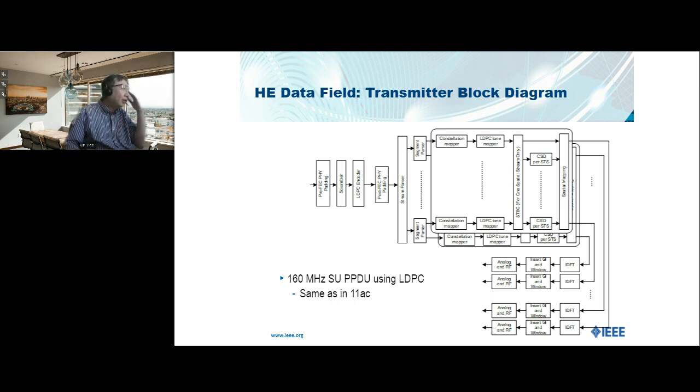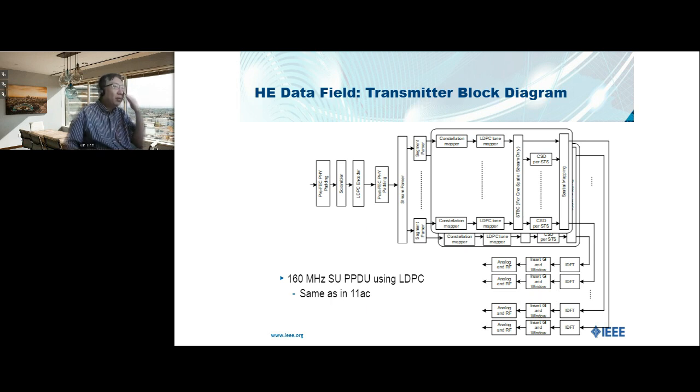Then we do the scrambler, we do BCC encoding, we do the post-FEC padding to align to the symbol boundary. We split into different streams, okay? Then we do the constellation mapping, okay? Then we do the LDPC tone mapping because the LDPC has to interleave to different tones, okay?